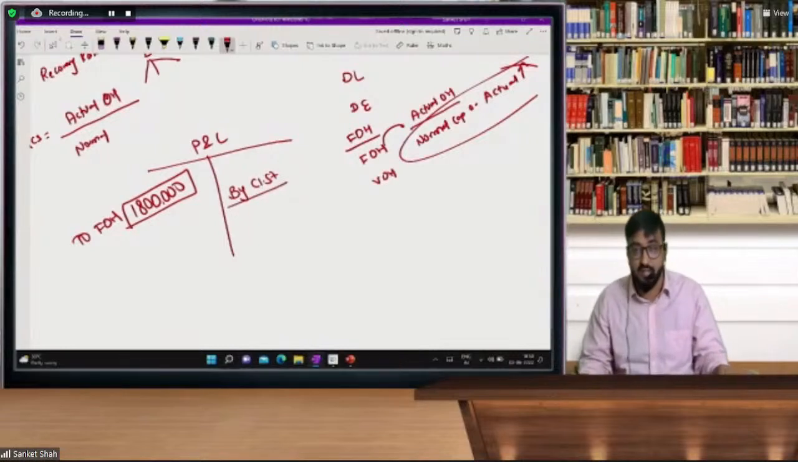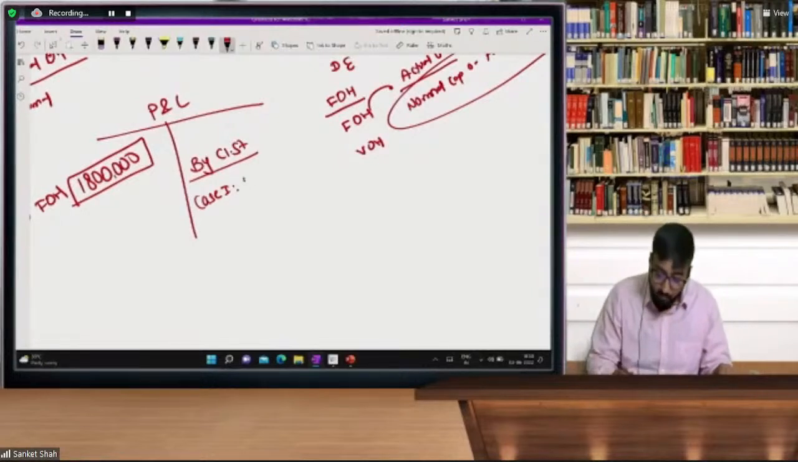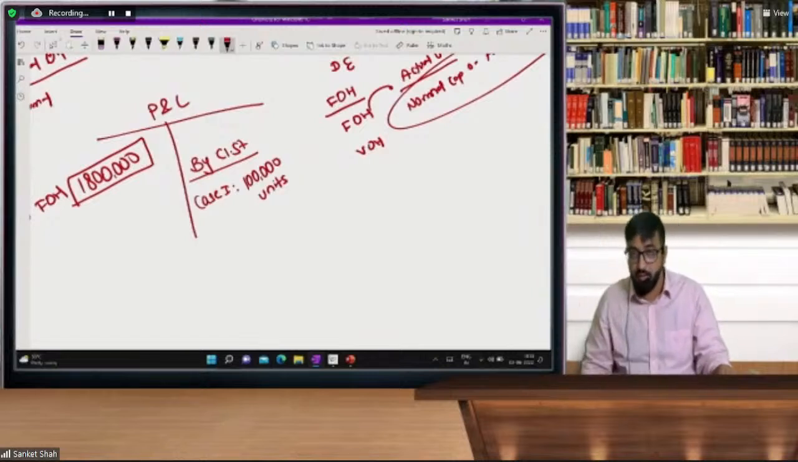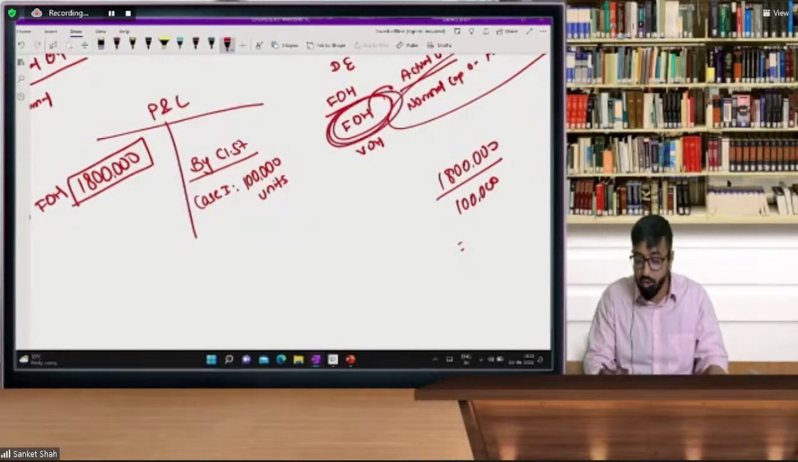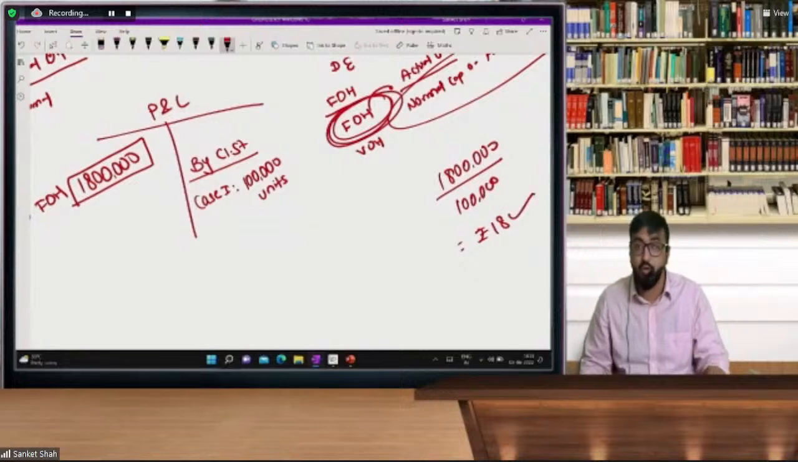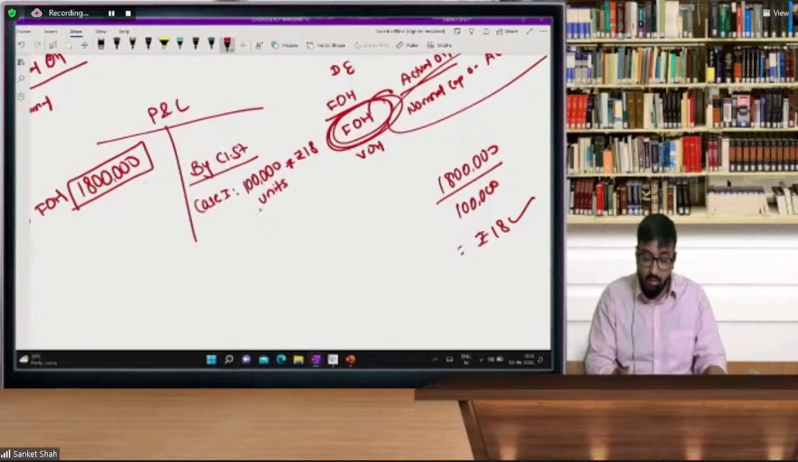we have 3 cases. Case number one: we produce 1 lakh units and we have not sold a single unit. So we are left with 1 lakh units, whatever we produced. Very simple calculation: 18 lakhs rupees divided by 1 lakh units. So my rate per unit for the fixed overhead portion, I will consider rupees 18 per unit in case 1. This is my actual capacity.